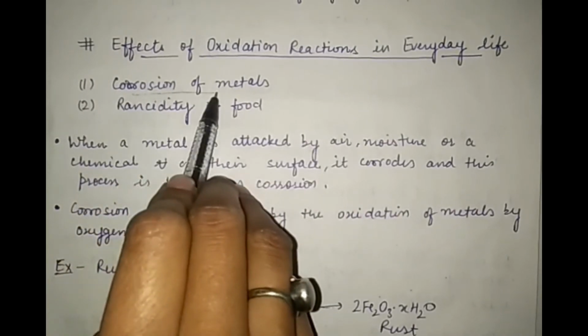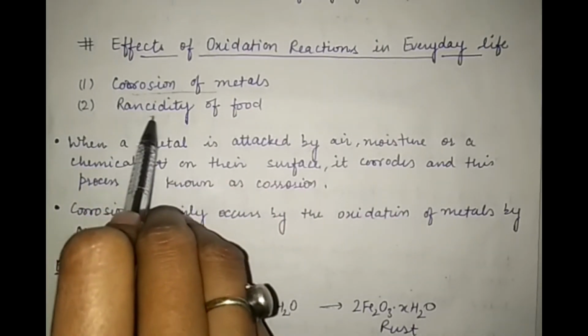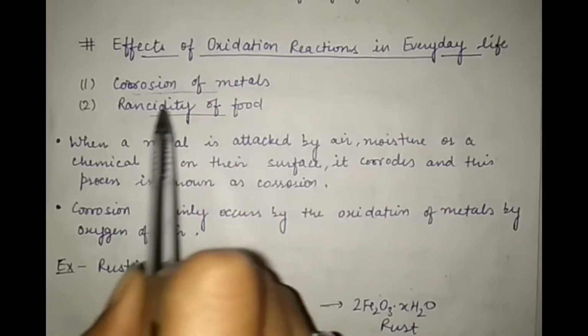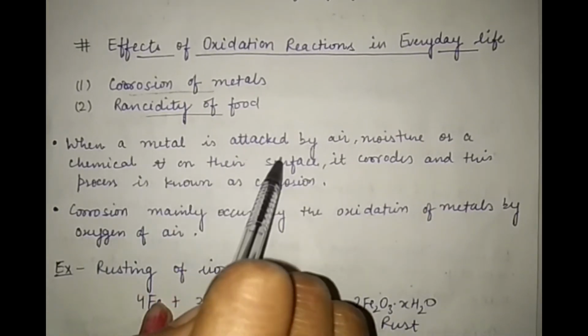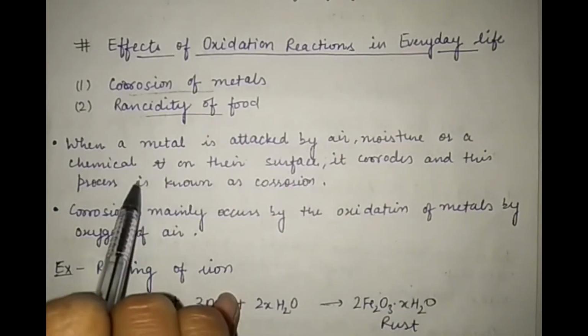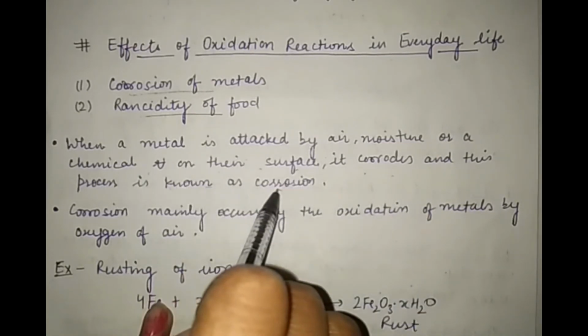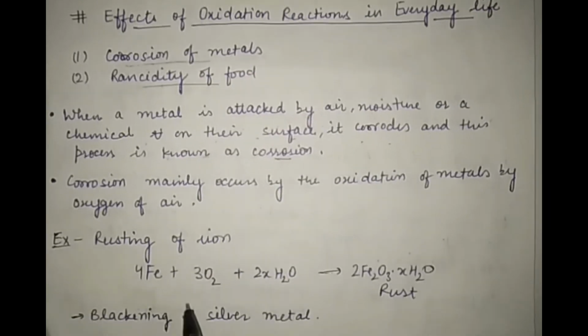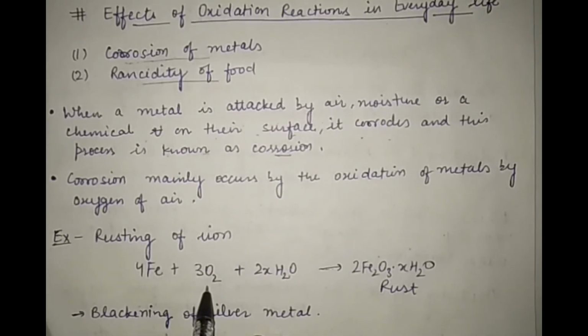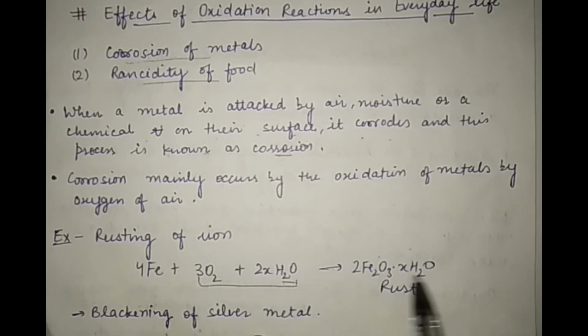First effect is corrosion of metal and next is the rancidity of food. So what is corrosion? When a metal is attacked by air, moisture or chemicals on its surface, it corrodes and this process is known as corrosion. Like rusting of iron. When iron is treated with oxygen in the presence of water, means in a moist atmosphere, it leads to the formation of iron oxide which is known as rust.